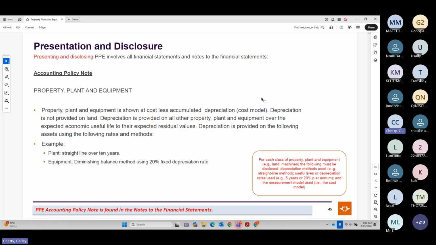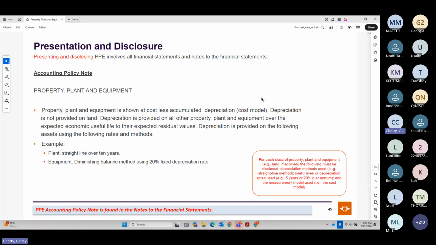So then we have the accounting policy note, which we also saw in the practical question. Here it just describes how property, plant and equipment is recorded, like what is the policy on how we determine the carrying amount for property, plant and equipment. So here it says property, plant and equipment is shown at cost, less accumulated depreciation under the cost model.